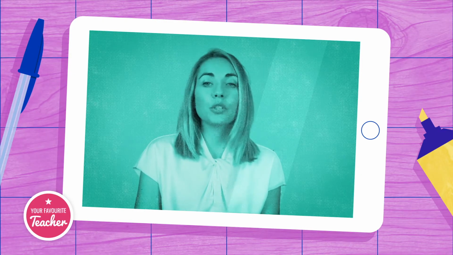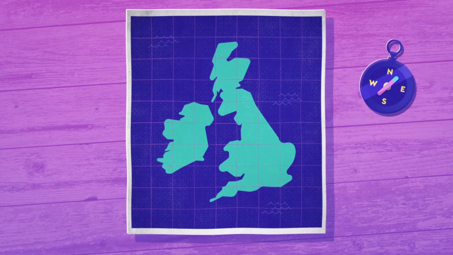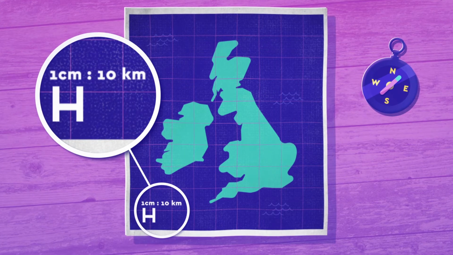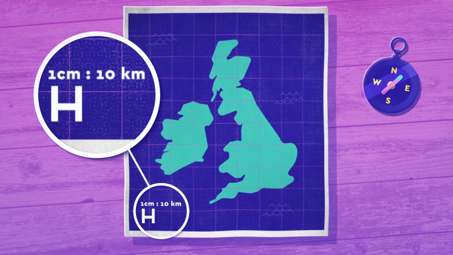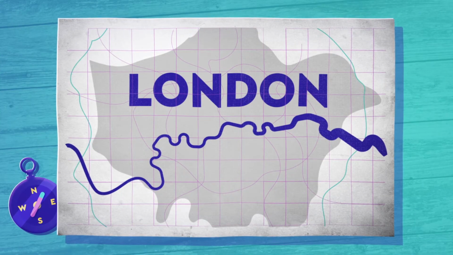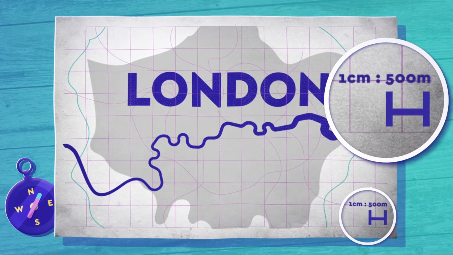Different maps will use different scales depending on what they need to show. Maps of the country are generally zoomed out and use a larger scale, for example 1 centimetre per 10 kilometres, as there aren't many features to show in the maps. Busier landscapes, such as cities, can use a much smaller scale so that they can show all of the necessary details.